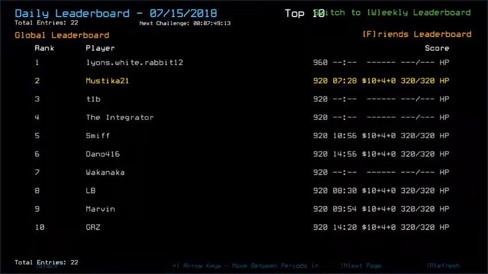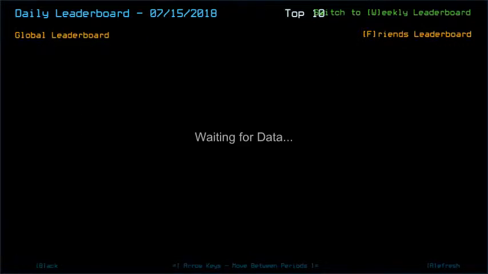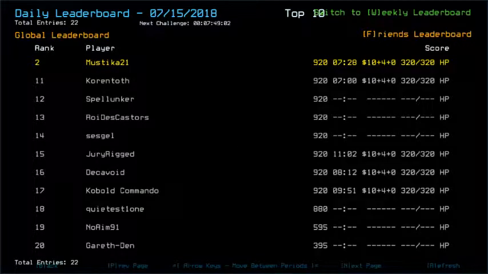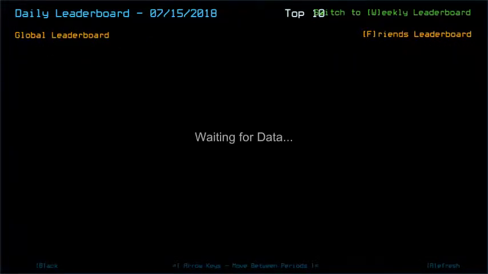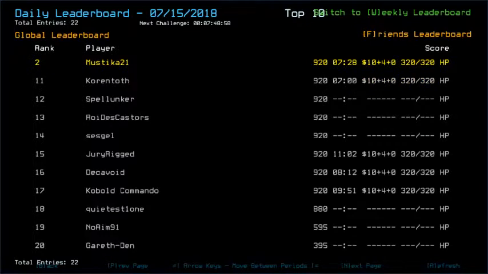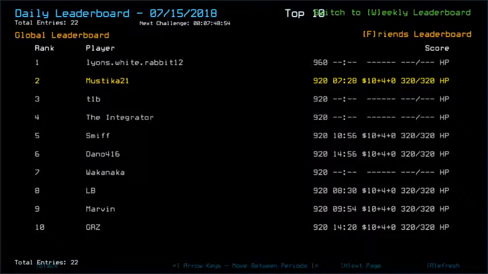Congrats, Lions White Rabbit 12, for getting 960, supposedly getting high drone HP, yeah, high drone HP, definitely. Although, so far from what I can see, people did well, which is good. All 920s. So there's that.